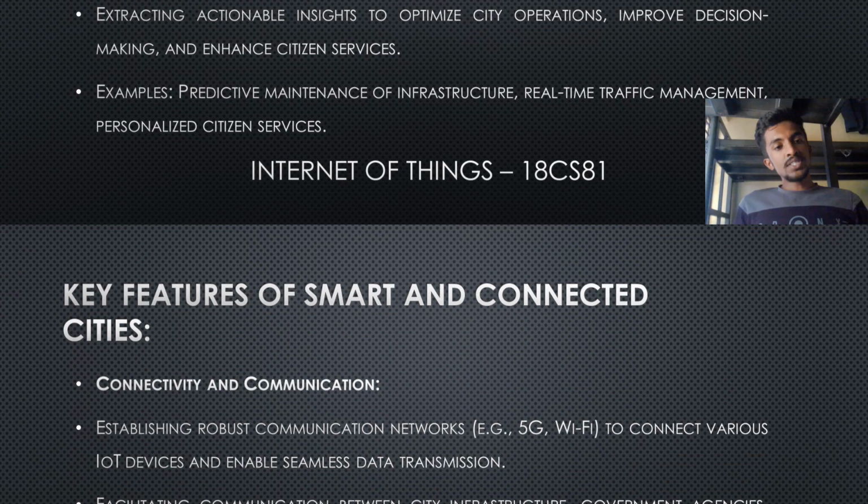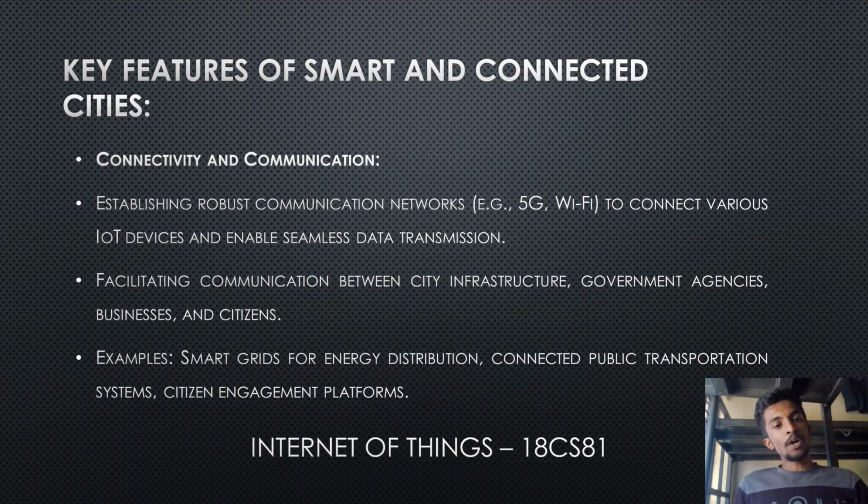One more feature, that is connectivity and communication: establishing robust communication networks, 5G and Wi-Fi, to connect various IoT devices and enable seamless data transmission, facilitating communication between city infrastructure, government agencies, businesses and citizens. Examples: smart grids for energy distribution, connected public transportation systems, citizen engagement platforms. These are three examples for this connectivity and communication feature.